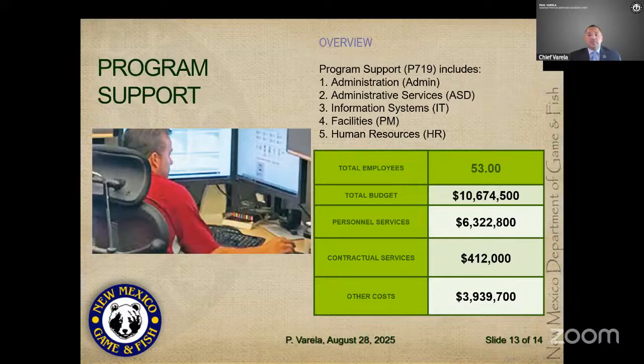Our last division is our Program Support Division. Program support includes divisions like administration, administrative services, information systems or IT, our Property Management Division, and also our Human Resources Division. This supports 53 total FTE. The total budget is 10.6 million. There's 6.3 million in personal services, 412,000 in contractual services, and 3.9 million in other costs.